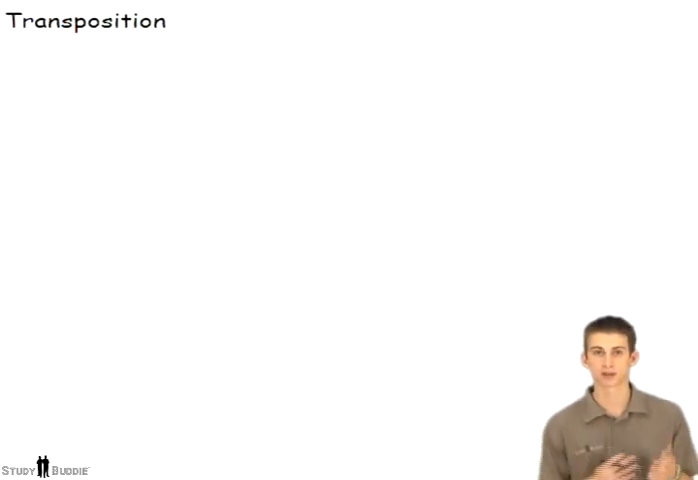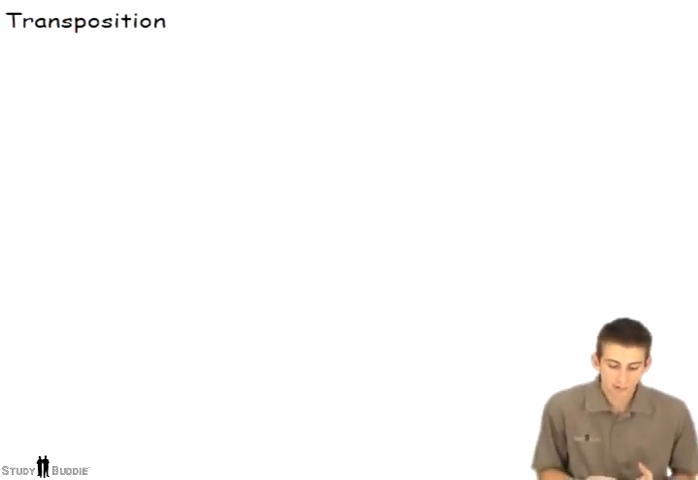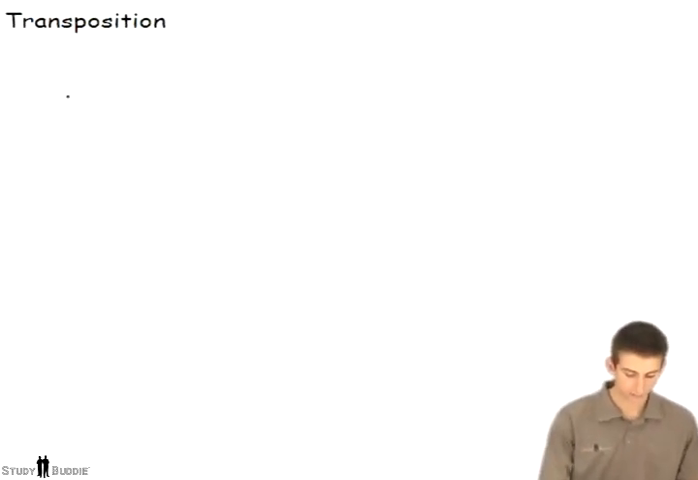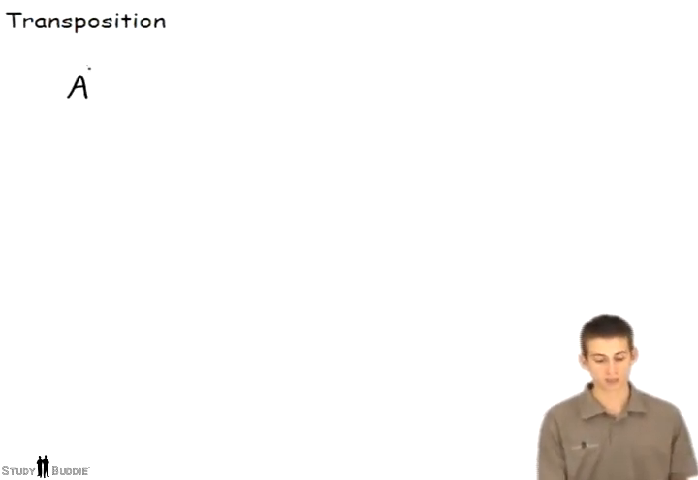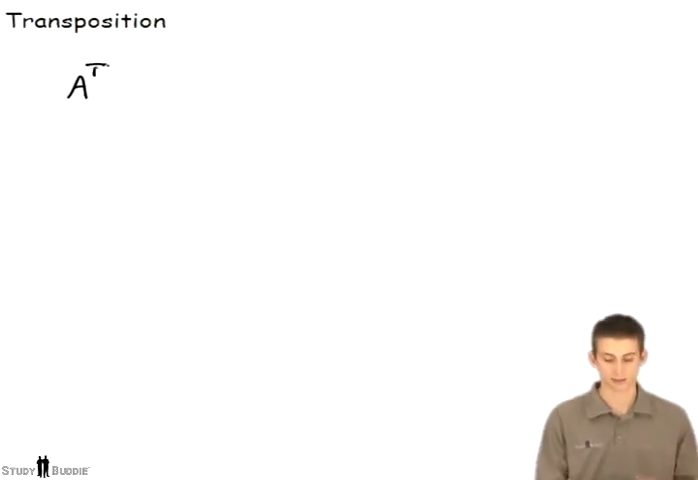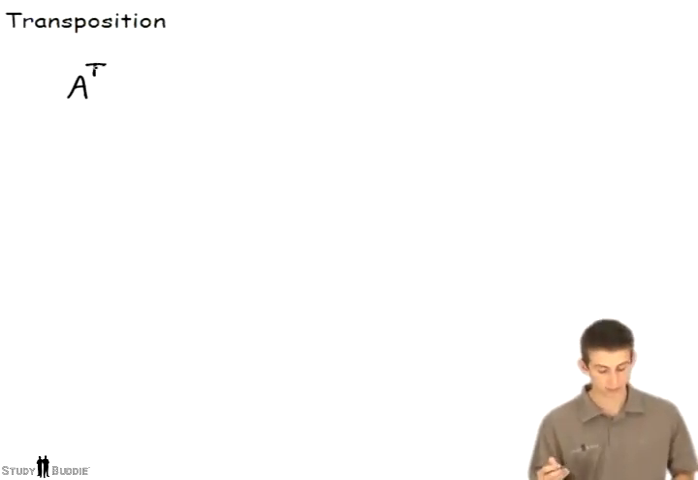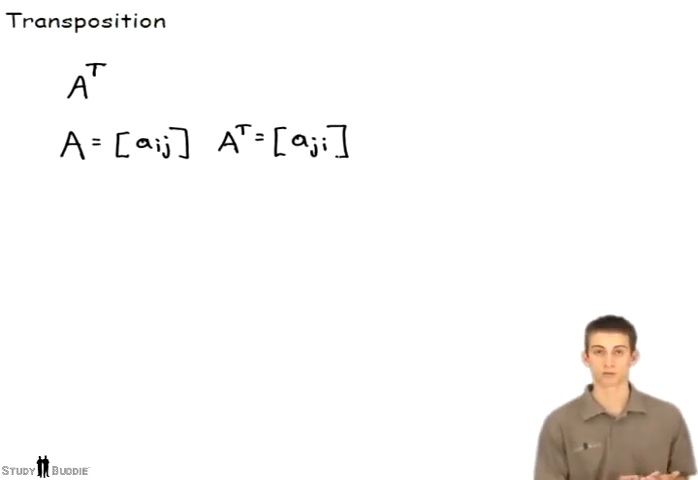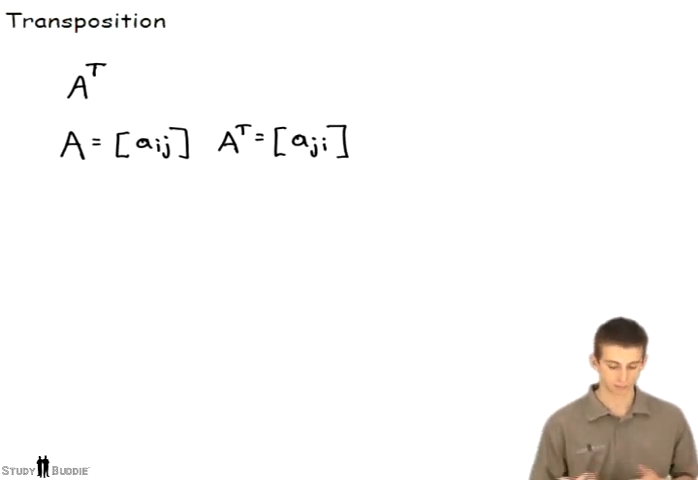Transposition, we'll deal with it a little more later on in the course, but basically it's just a matrix where the rows have been replaced with the columns. So if we have a matrix A, the transpose of that matrix is noted with a superscript T. And what that means is, if A is initially a_ij, the transpose of it is a_ji. So if an entry was at 2, 3, it's now going to be at 3, 2.